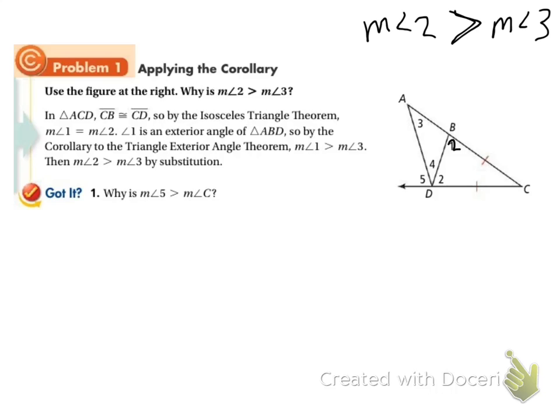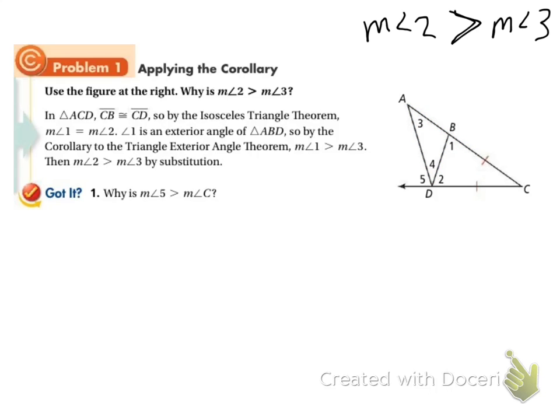Now if I look at this triangle, angle 2 is an exterior angle, and angle 3 is an interior. So then using that theorem, the corollary to the triangle exterior angle theorem, I get that the measure of angle 2 is greater than the measure of angle 3.